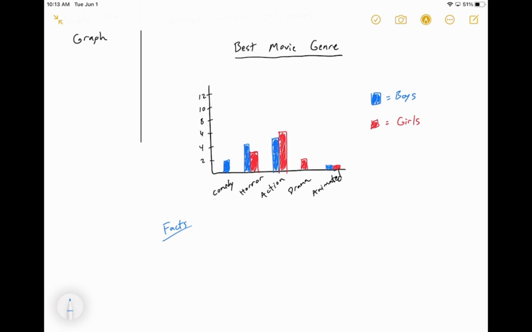I could say, all right, well, action was the most popular by both boys and girls, right? More people liked action than any other kind of movie, right? So I could say, action was most popular.